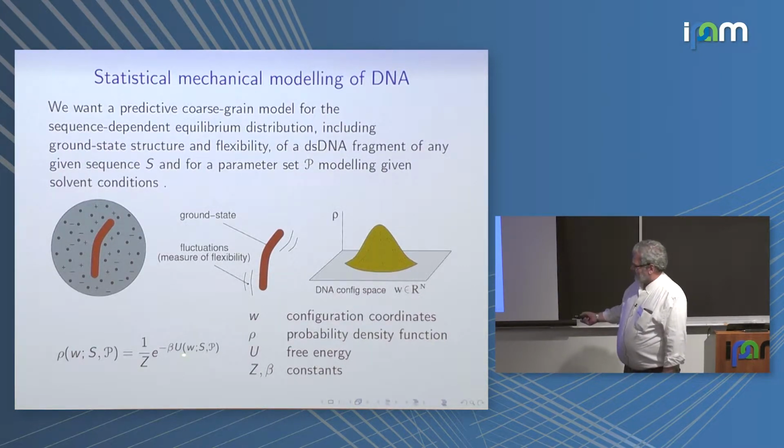Then I'll tell you a little bit about what the configuration coordinates are. That's a probability density function. It's a free energy. My definition of a free energy is something that you exponentiate with a minus sign and you get a probability density function. And then there are normalizing constants and stuff like that. And this is a picture of a probability density function in R whatever.